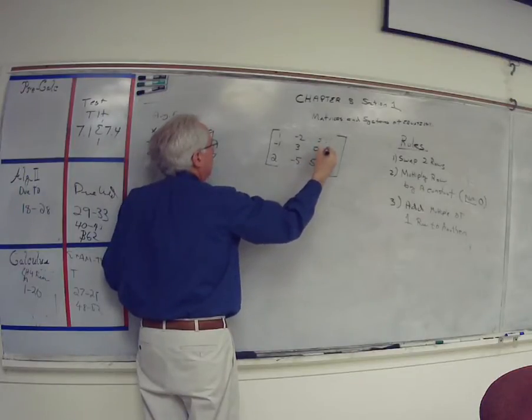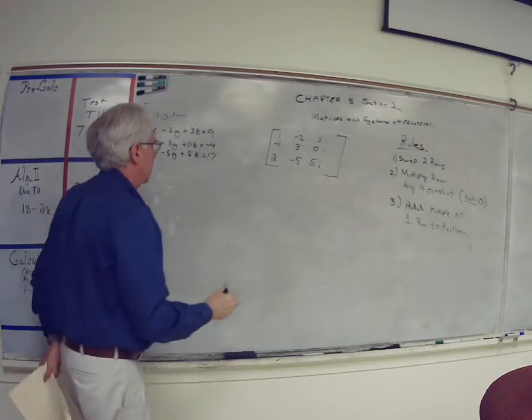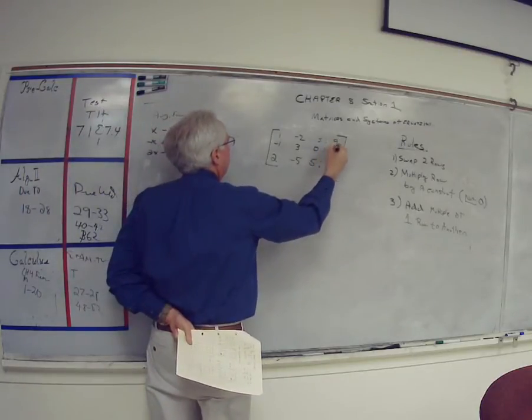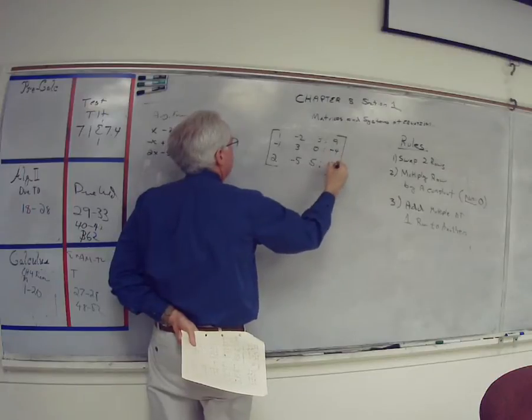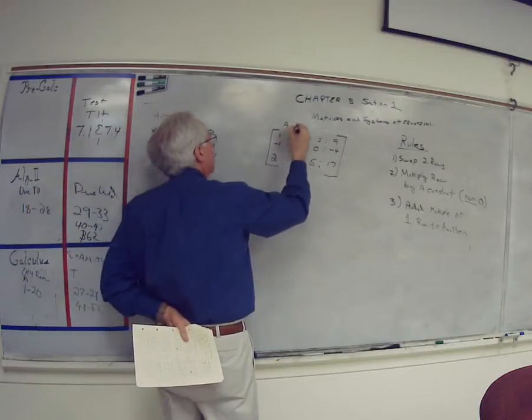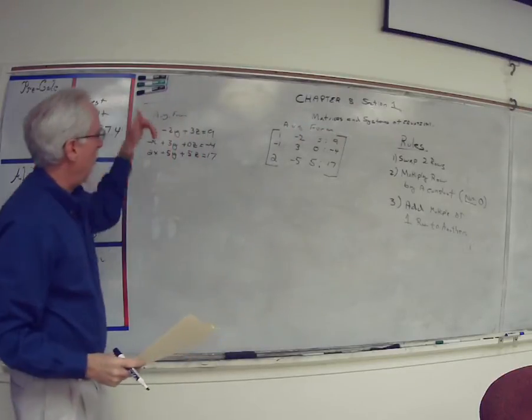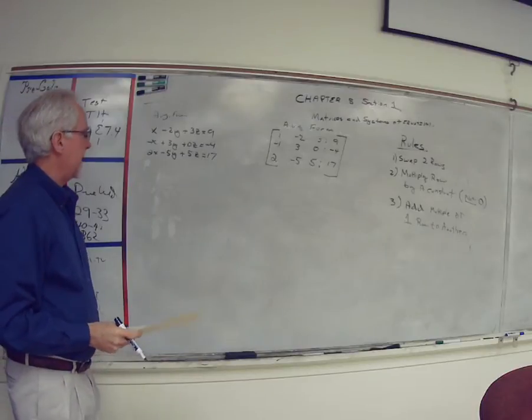Okay. And then my colon. And then Catherine, what do I have? It's going to be 9, -4, 17. Okay. Now I am in what? Augmented form. Okay. Now I want 1 diagonals all the way down.